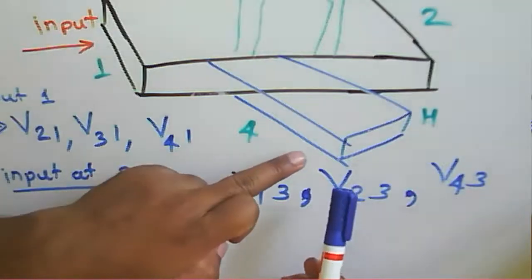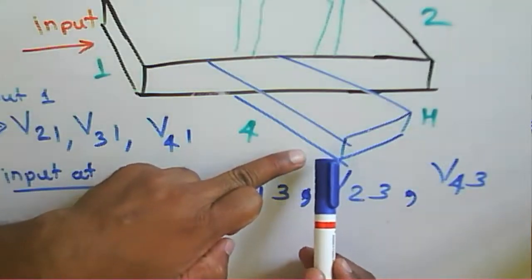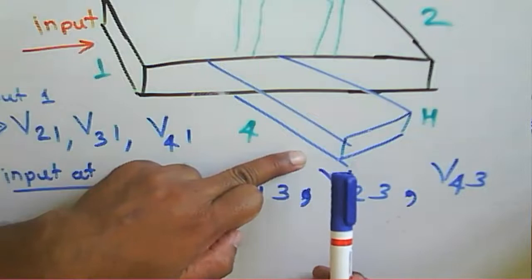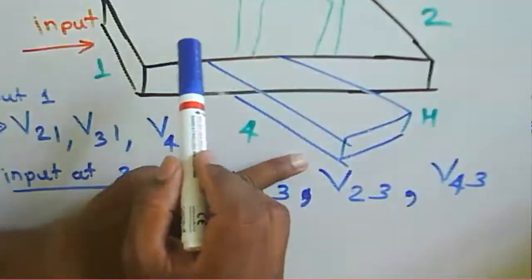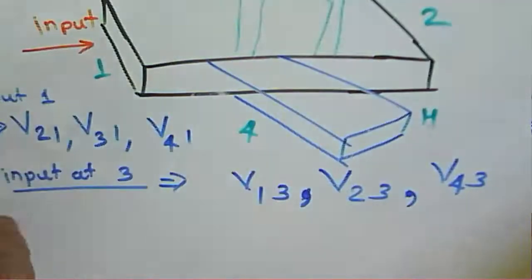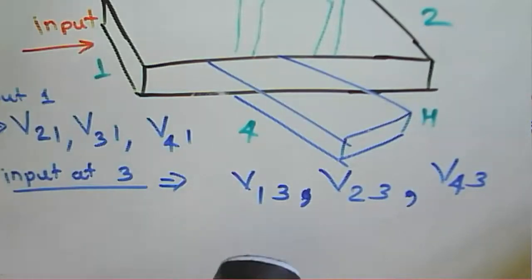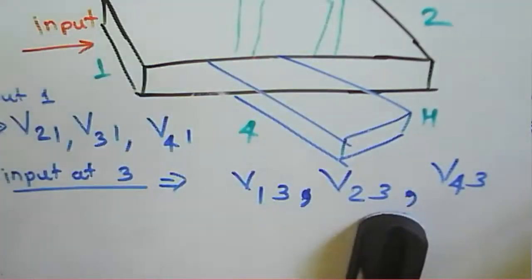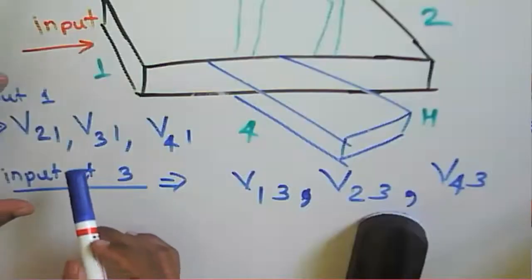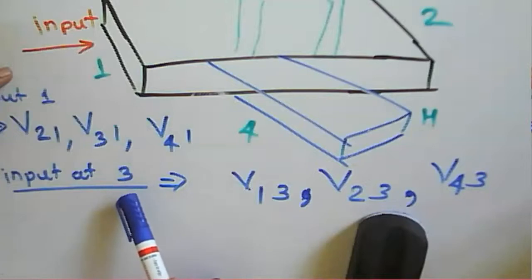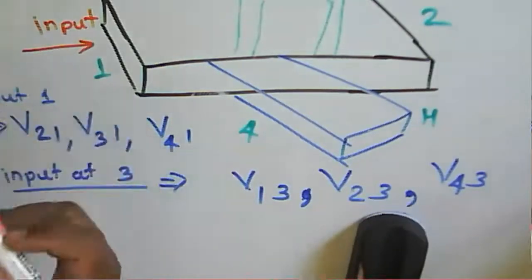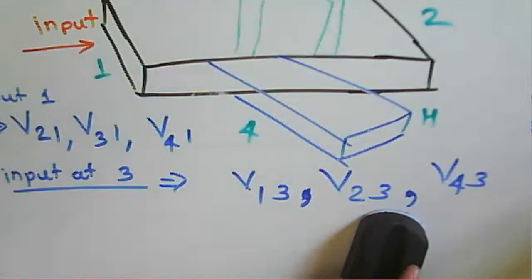Even if we give the input to port 4, we need to find all the other parameters, and from that we calculate the S matrix. I suppose you understand how to measure with the input at port 1, port 2, port 3 likewise. I just took the example of port 1. Similarly, you can consider port 3 and port 4, and then we can calculate the S matrix for the magic T.